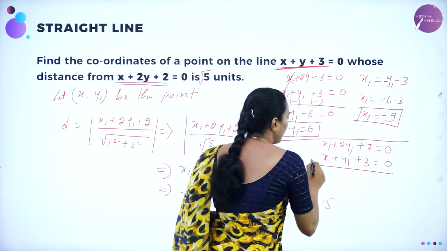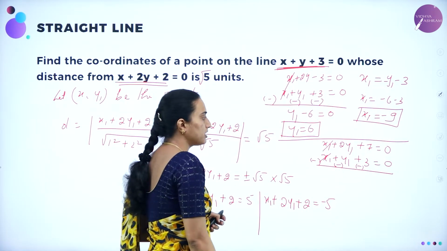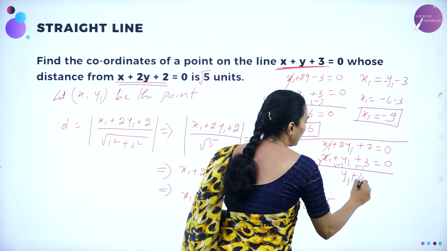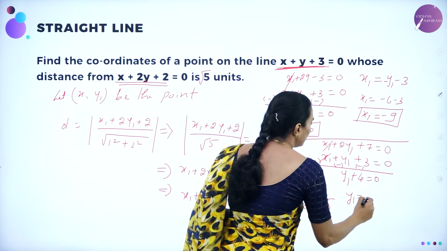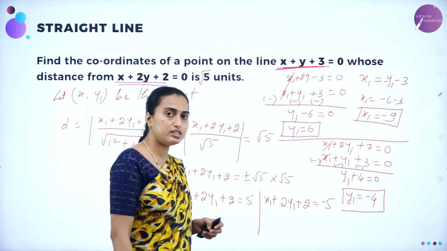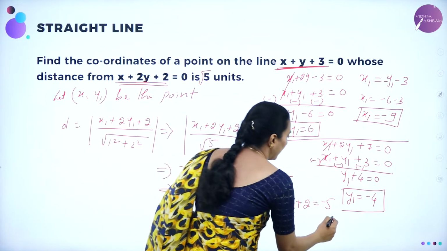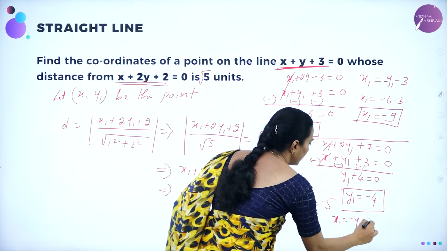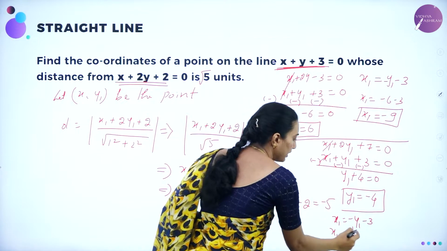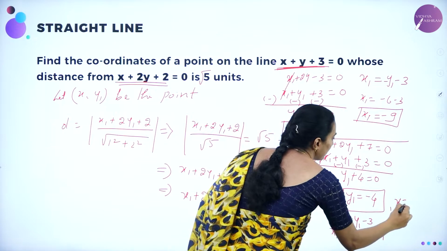Solving these two equations by subtracting, you're going to get minus x1 plus x1 cancelled. 2y1 minus y1 is y1. 7 minus 3 is plus 4 equal to 0. Now y1 will be equal to minus 4, you're getting. Now if y1 is equal to minus 4, it is easier to calculate x1. Let me take the second equation here. So x1 can be written as minus y1 minus 3, which is x1 equal to minus of minus 4, which is plus 4 minus 3, which is 1. So x will be equal to 1.